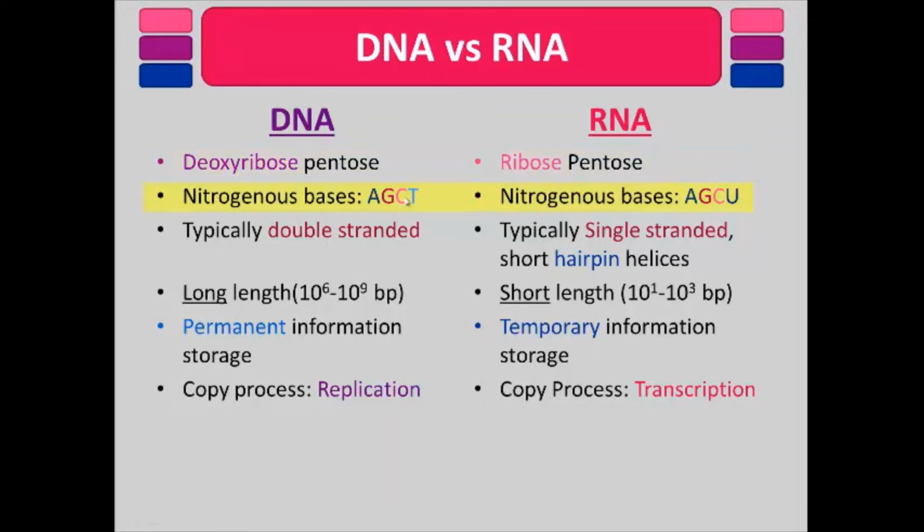Both DNA and RNA have nitrogenous bases. In fact, the adenine, guanosine, and cytosine nitrogenous bases are identical for both molecules. DNA carries the nitrogenous base thymine. In RNA, however, uracil replaces thymine. DNA is typically double-stranded. RNA, on the other hand, is typically single-stranded, although that strand can bend back on itself and form short hairpin helices.